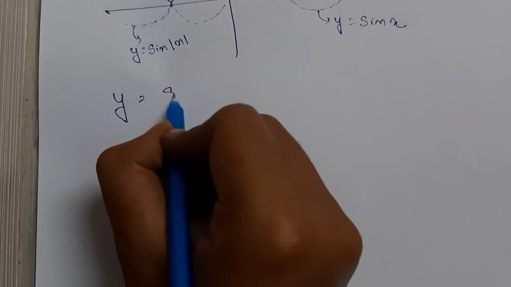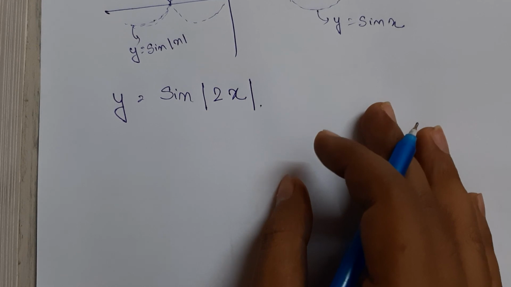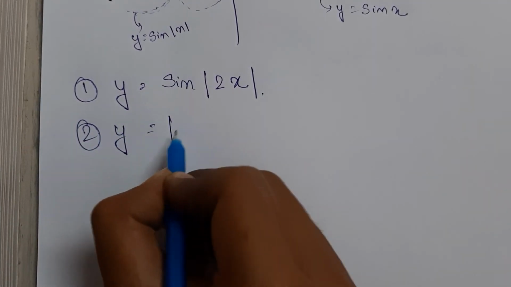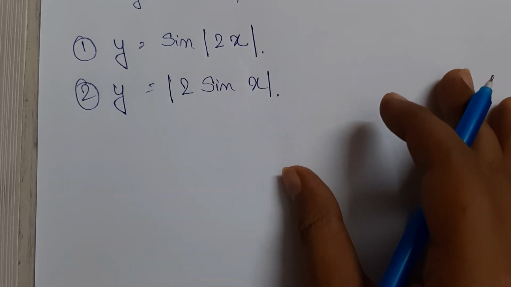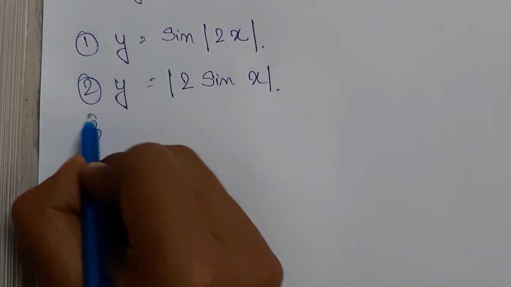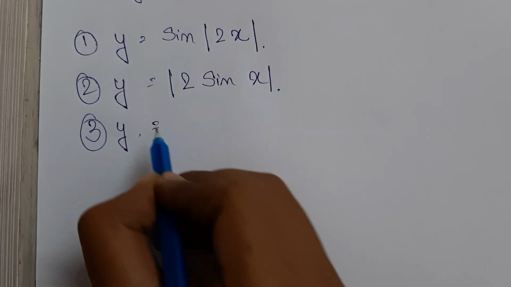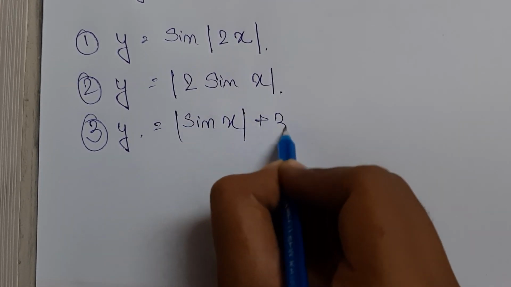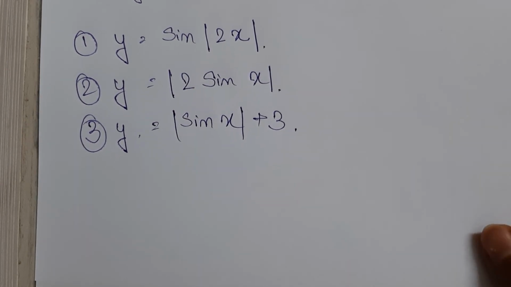Now I am giving you some homework. You should try this, okay? Draw the graph of this. If you can't draw it, please tell me in the comment section. And if you have any doubt with these basic graphs, you can ask me in the comment section. I will help you, obviously. Draw this basic graph. This is the homework for today.